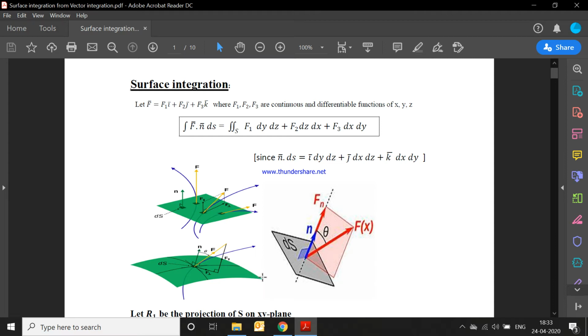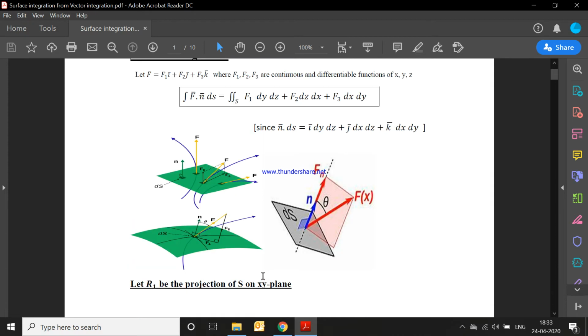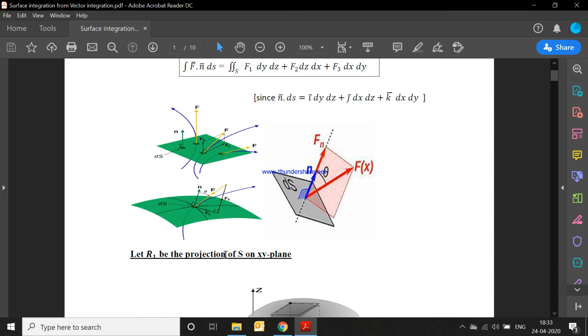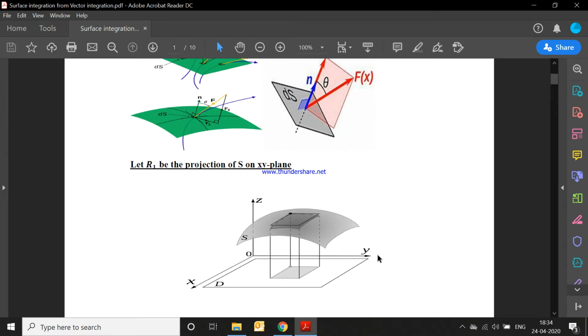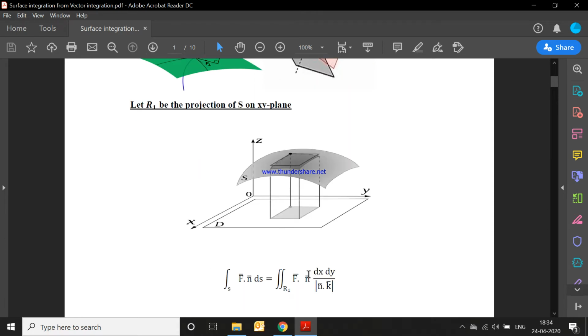There are three types of projections. One is the projection on the xy plane, one is the projection on the yz plane, and the projection on the zx plane. First one is, let R1 be the projection of S on the xy plane. For example, if you take the curved surface S, and take a small part from this surface, this is called ds. This ds is projected on the xy plane. So the projection is like this.